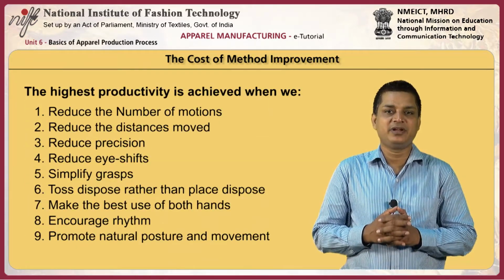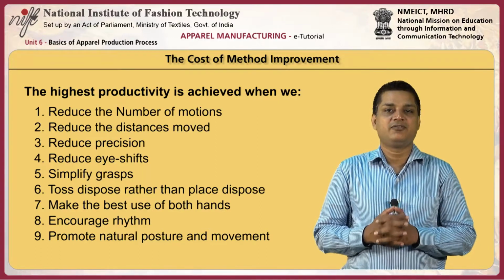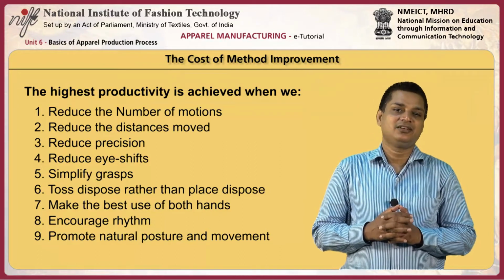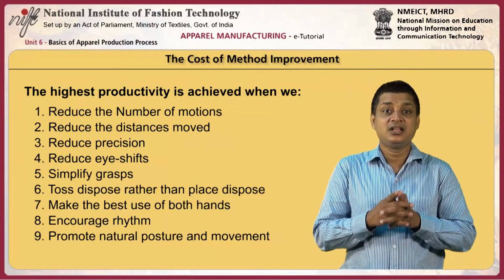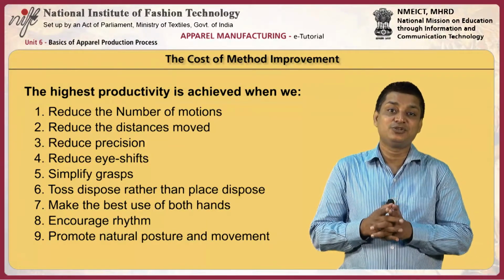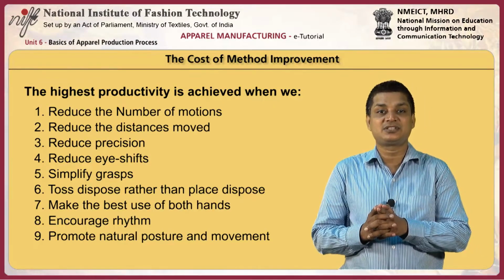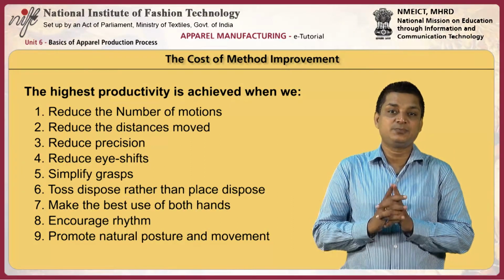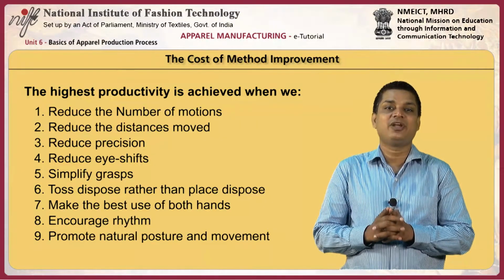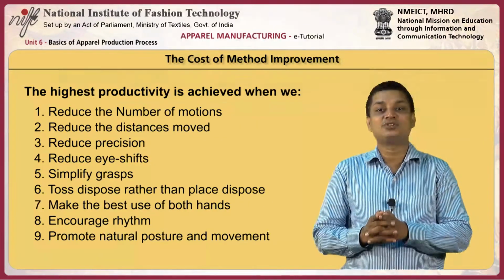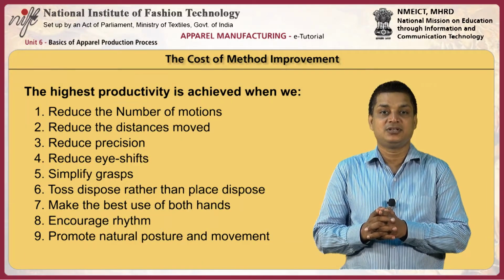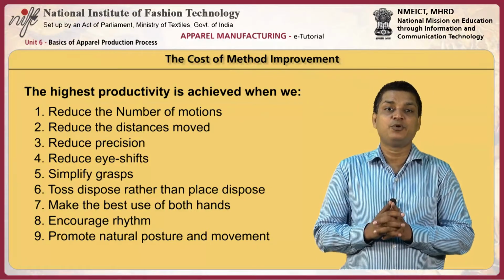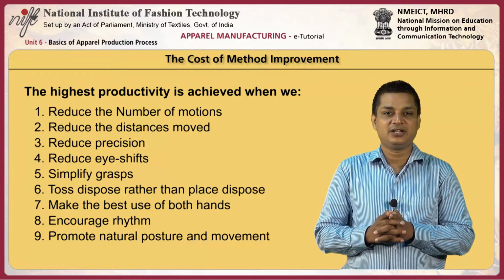All method improvements have a cost, but some cost far more than others. The highest productivity is achieved when we reduce the number of motions, reduce the distance to move, reduce precision, reduce eye shifts and simplify grasps. The highest productivity is also achieved when we toss dispose rather than place dispose. Make the best use of both hands. Encourage rhythm and promote natural postures as well as movement.